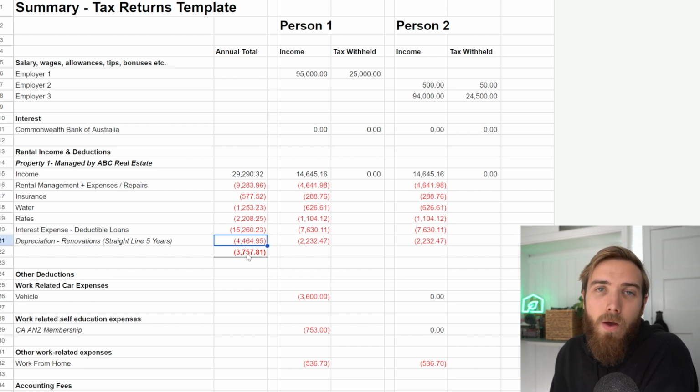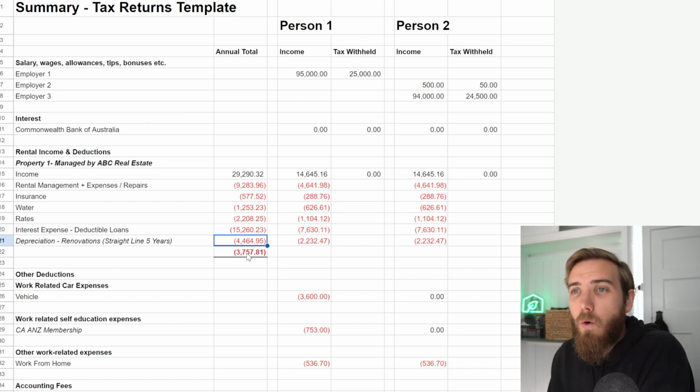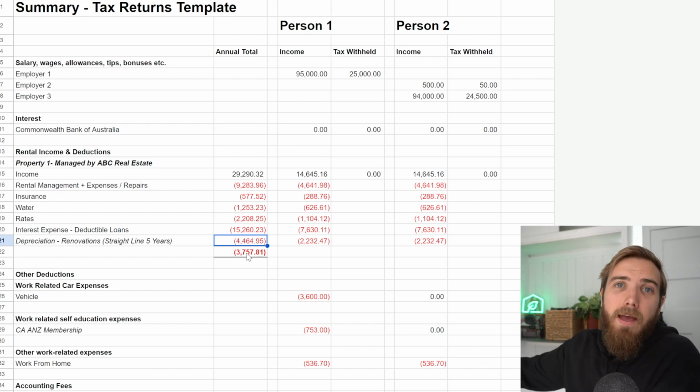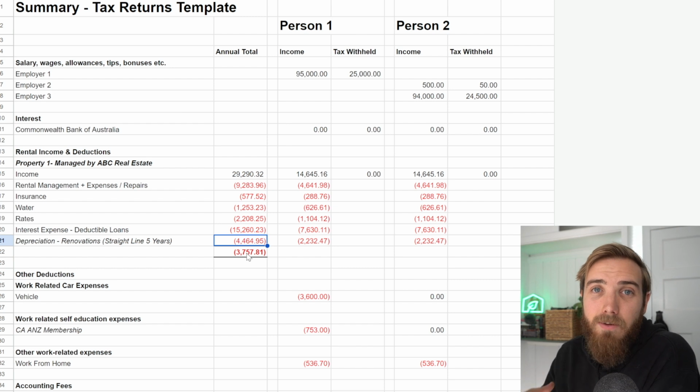Now, the big thing with depreciation is you should go to a quantity surveyor and get them to give you this number. Whether you've done renovations, or whether the property is old and has had some work done to it in the past, work with a quantity surveyor to go through the property, give a value and a useful life to each of the items within the home, and then use their report to claim depreciation benefits.